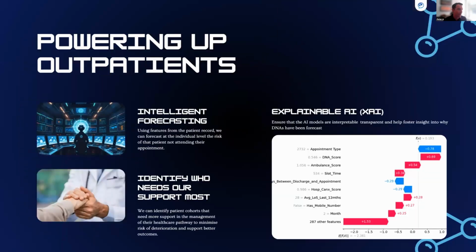So what we're trying to do is power up outpatients effectively, using the features from the patient record. Barts Health has a very strong data warehouse with a huge amount of data in it. I think we fed in around 360 different features in the first instance. A lot of that is creating columns, but it's a huge amount of data, spanning all the way back to 2020, to hopefully get an identification of who needs our support the most.